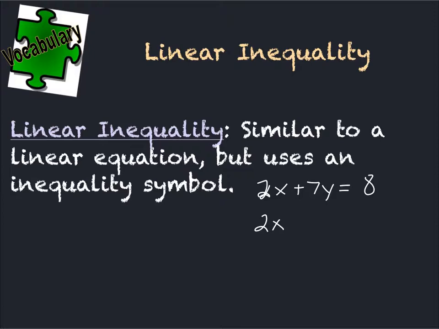If we were writing a linear inequality in standard form, it'd still be 2x plus 7y, but instead of an equal sign, there'd be an inequality symbol. So it might be less than or equal to 8, greater than or equal to 8, just less than 8, or greater than 8.